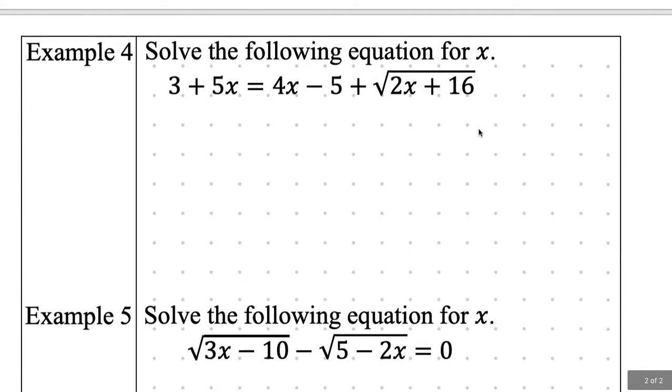All right, so example number 4, quiet raised hand, first step. We're going to go rapid fire mode. First step, Eva. Add 5 and subtract, and you get 8 plus x is now equal to what? 2x plus 16, and that's being square rooted.